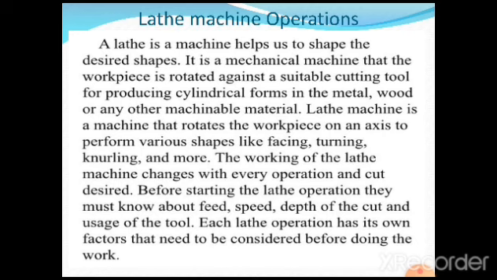A lathe machine is a machine that rotates the workpiece on an axis. This is important. If you see the basic working principle of a lathe machine, the cylindrical jobs are made to rotate about their axis and various shapes can be given like facing, turning, knurling and more, which we are going to discuss in detail in the subsequent slides. The working of the lathe machine changes with every operation and cut desired.